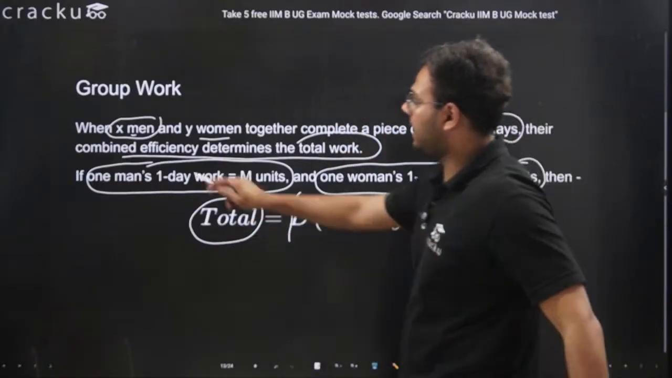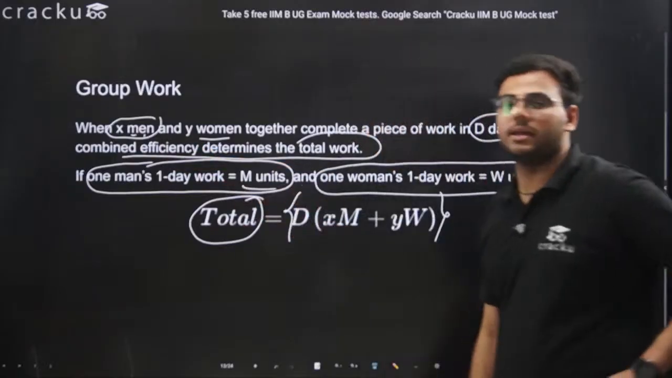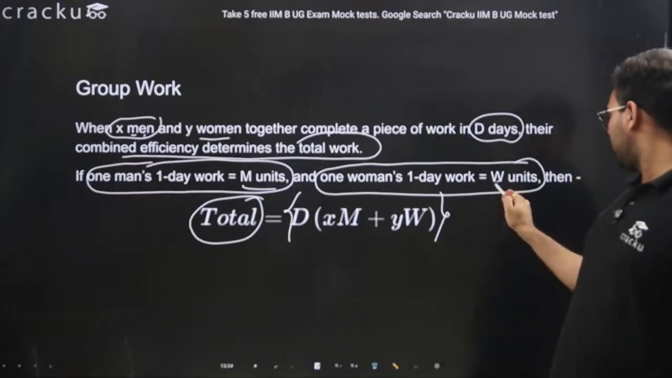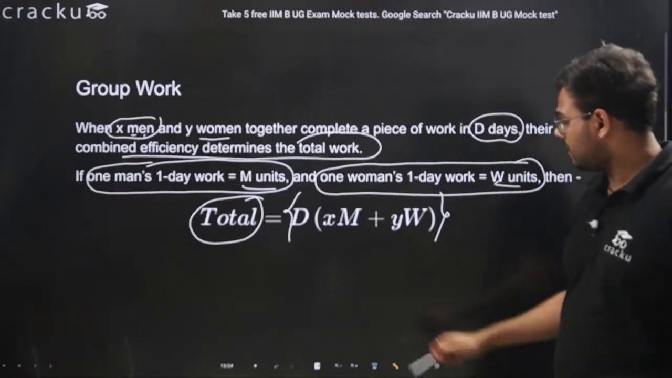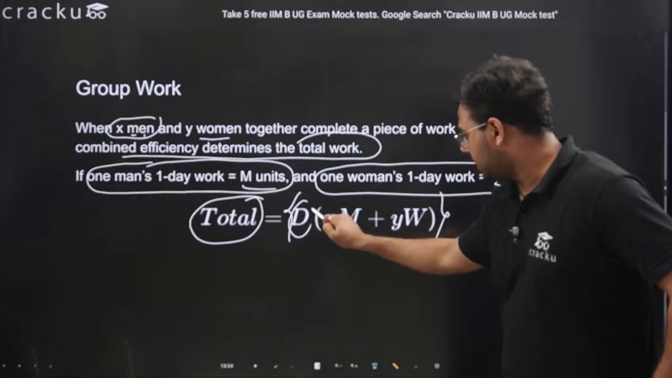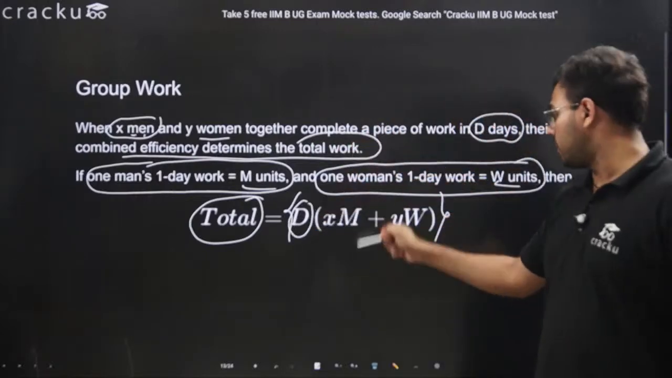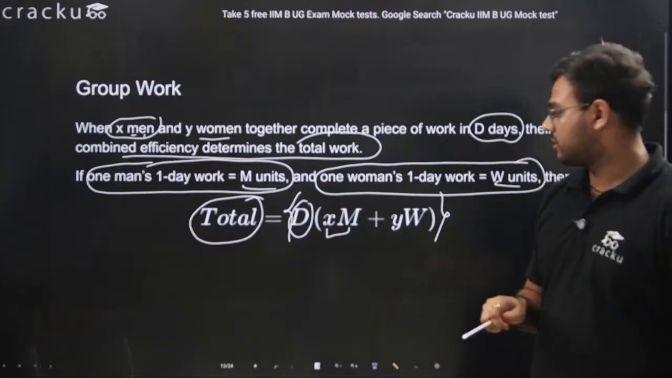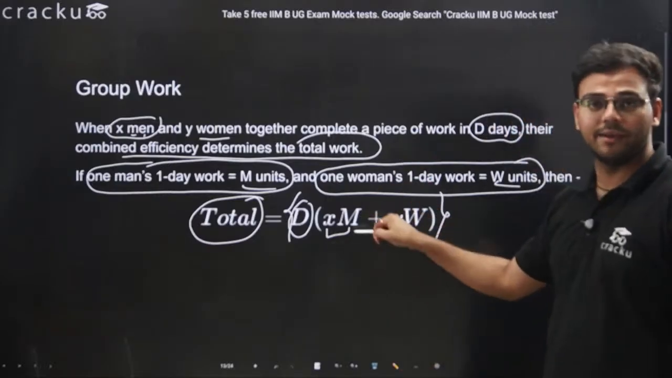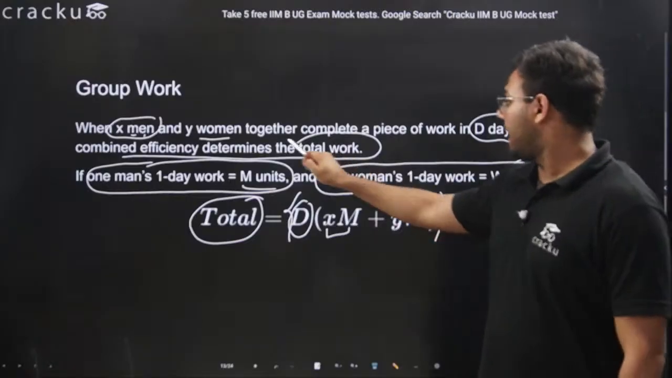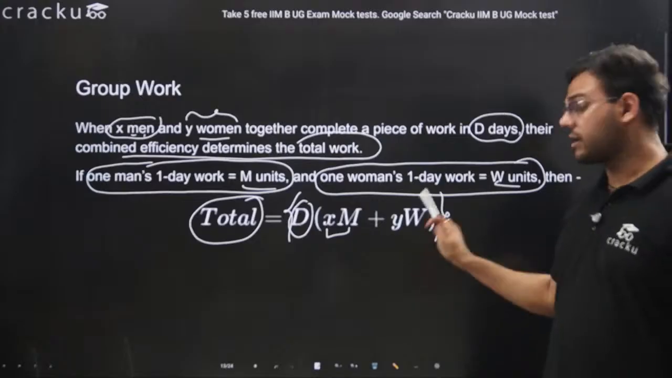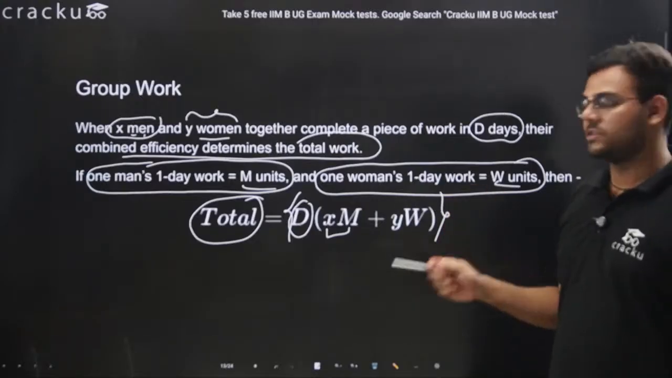Why? There are X men working at M units per day. Each man is working M units for one day. Each woman is working W units for one day. So the number of days, which is D, combining their efficiencies. What is their combined efficiency? X into M. There are X men working at M units per day, so X into M will be the combined efficiency for men. There are Y women as well. There are Y women who are working at W units per day. So the women's combined efficiency will be YW.